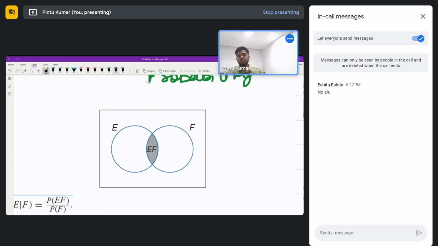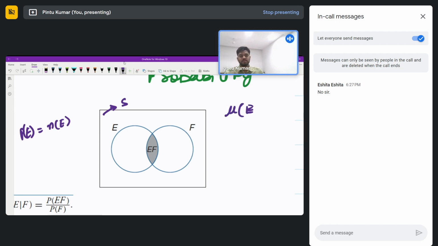Yes, right. So if you look at this as your Venn diagram, then what is the probability of E? The probability of E is nothing but the number of elements in E. Let's say this is discrete. If this were a continuous set, then this would be something known as measure.